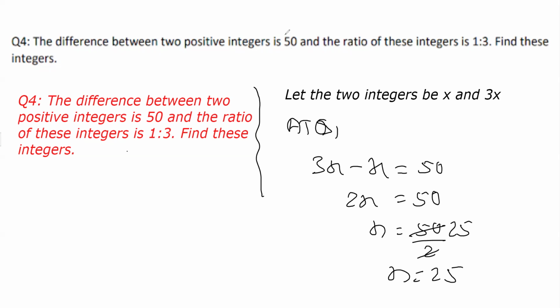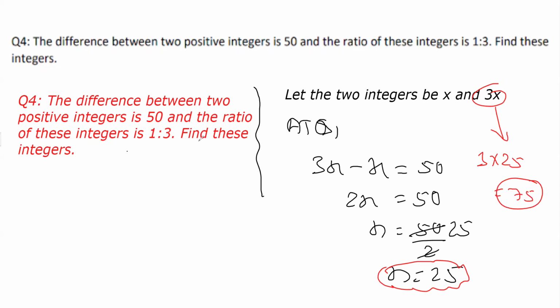Now check here, we have to find these numbers. So one is x, that is 25, and the other is 3x, that means 3 times x, and x is 25, so that comes out to be 75. So your end statement should be, therefore, the two required numbers are 25 and 75. This is necessary to write in the exam, the final statement.